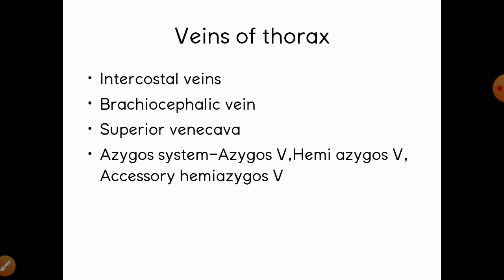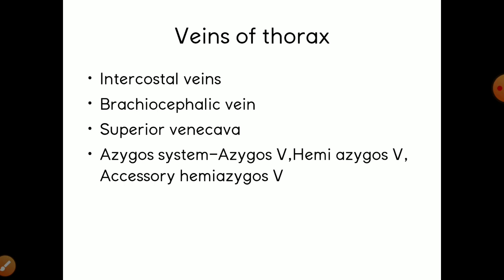Coming to the veins of the thorax, they are the brachiocephalic vein, superior vena cava, and azygos system of veins. Azygos means unpaired. The veins of this group are azygos vein, hemiazygos vein, and accessory hemiazygos vein.